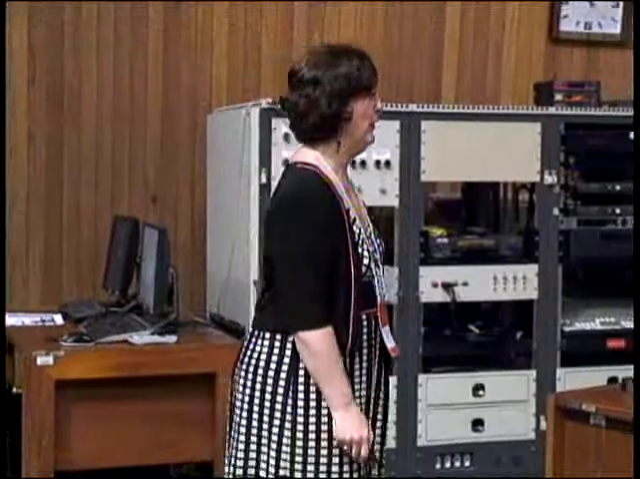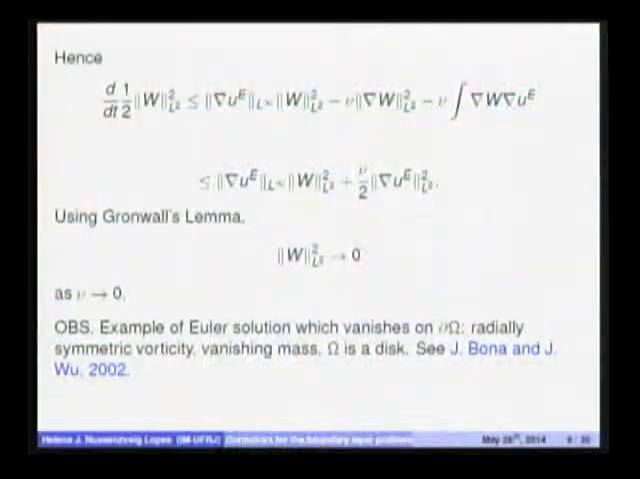And this example was actually considered by Jerry Bona and Jiahong Wu in a paper in 2002. Okay, you can also do superpositions of these kinds of vorticities. So you can take a bunch of radially symmetric vorticities. As long as their supports don't intersect, don't overlap, you also have velocity which vanishes outside of the support, and therefore if you take a huge disk containing all of these superpositions, you have an Euler velocity which vanishes on the boundary for all time.